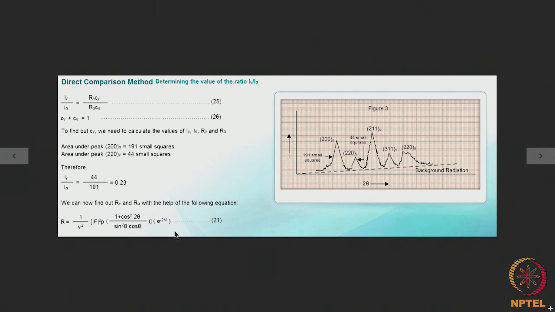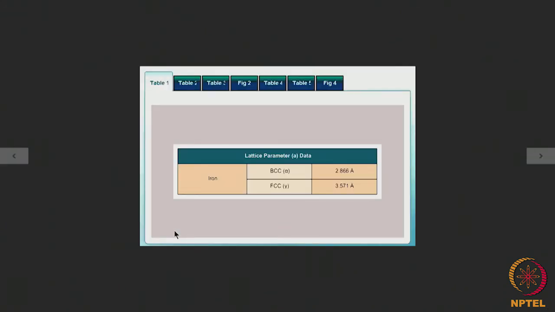So, this is the equation for R. Now, how to determine these values? In order to do that, we need to have a number of tables showing the values of different parameters. For example, for measuring the value of V, the volume of the unit cell in the two phases, we need to have the lattice parameter data. Say for example, for BCC alpha, this is the lattice parameter 2.866, and for FCC gamma, this is the lattice parameter 3.571.